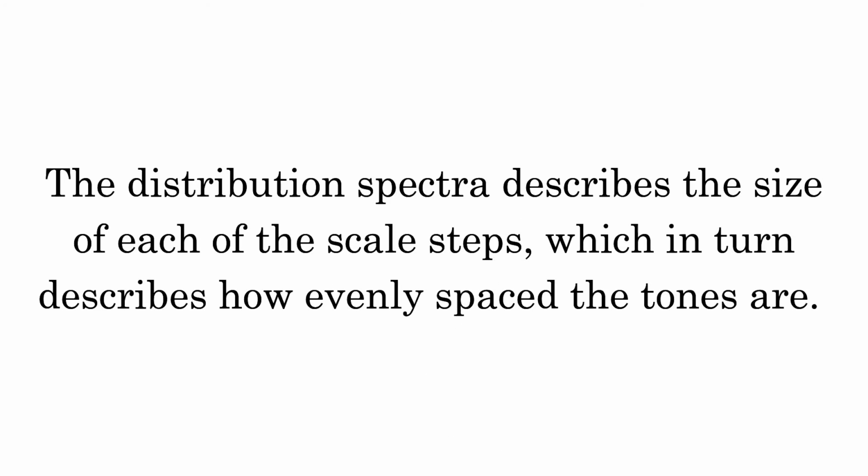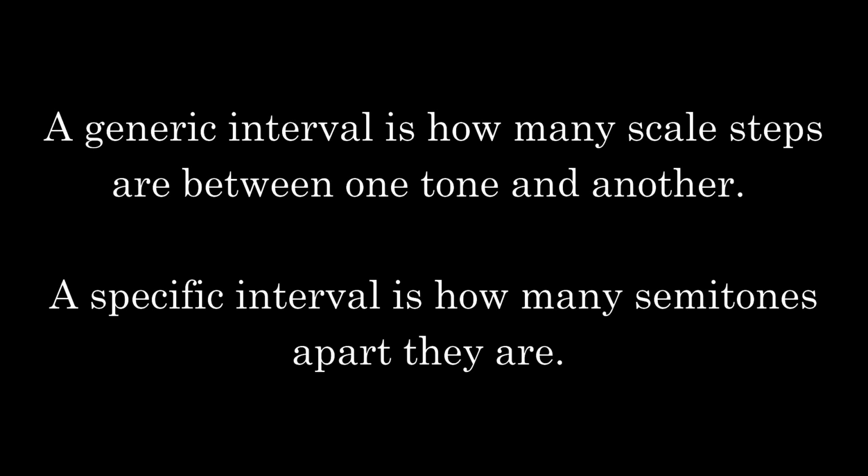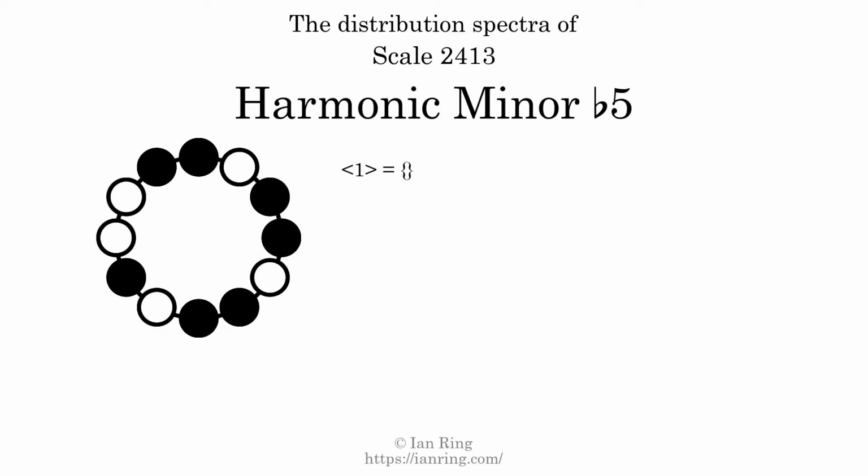The distribution spectra describes the size of each of the scale steps, which in turn describes how evenly spaced the tones are. A generic interval is how many scale steps are between one tone and another. A specific interval is how many semitones apart they are. The generic interval of one scale step comes in three different specific interval sizes. 1 semitone, 2 semitones, and 3 semitones.